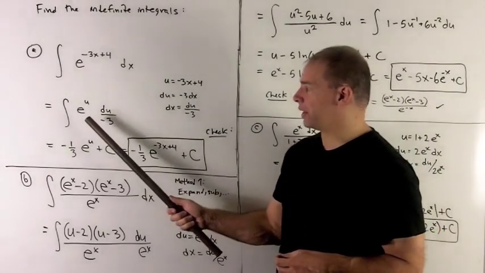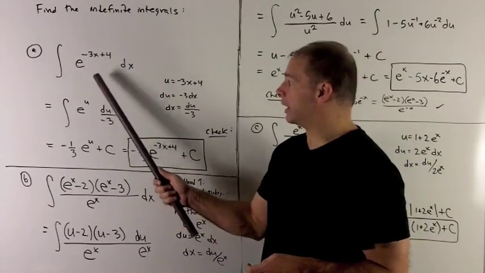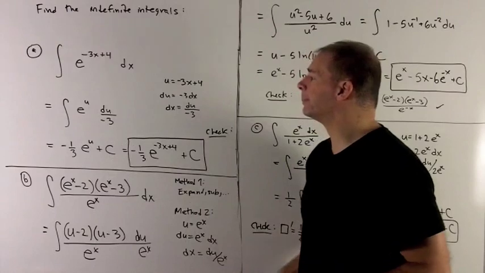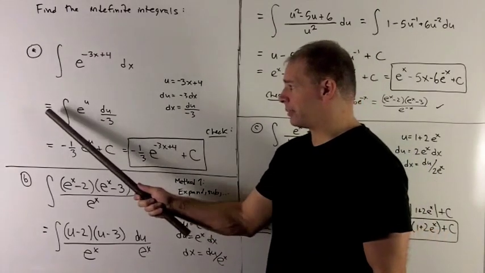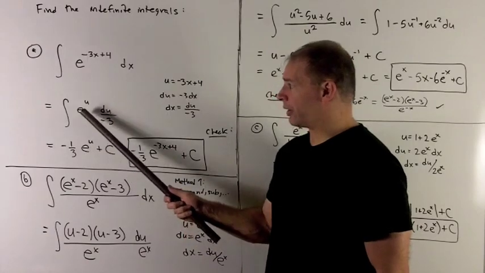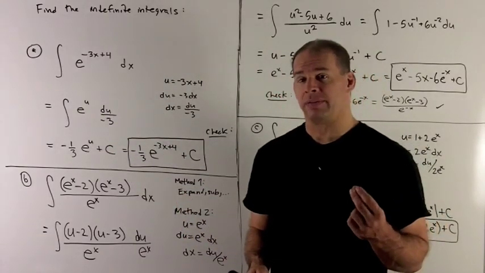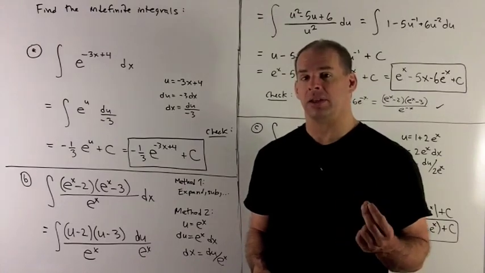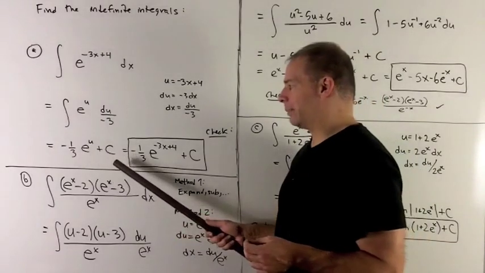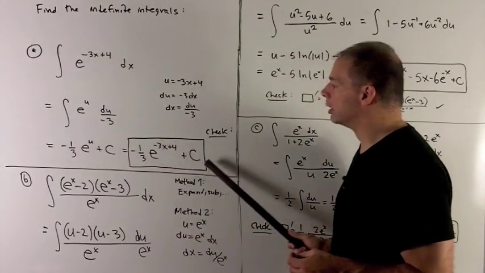So I'm going to substitute in for u and for dx. So we get e to the u, and then dx becomes du over minus 3. Minus 3 comes out in front as a minus 1/3. Antiderivative of e to the u. Okay, this is great. The antiderivative of e to the u is just e to the u plus a constant. So I get my answer, I put back in for u, and we wind up here.